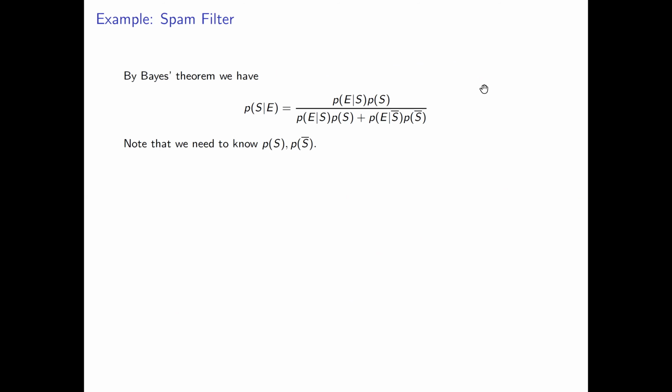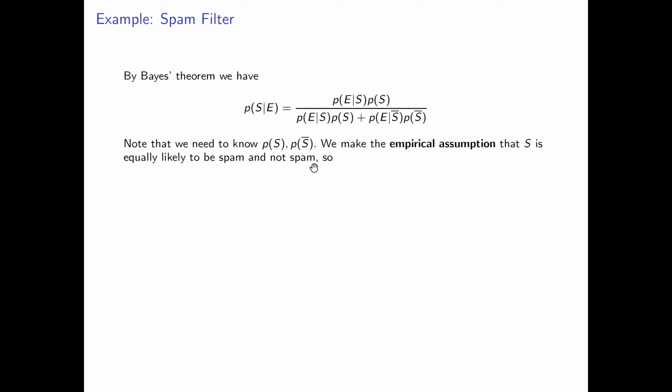And so what we're going to do first is add an additional assumption that makes this a little bit easier to work with. In particular, we're going to assume that we know the probability of S and the probability of the complement of S. We'll make the empirical assumption that our email S is equally likely to be spam as it is not spam. So maybe we're assuming that half of the emails sent in the world every day are spam and half are not spam.